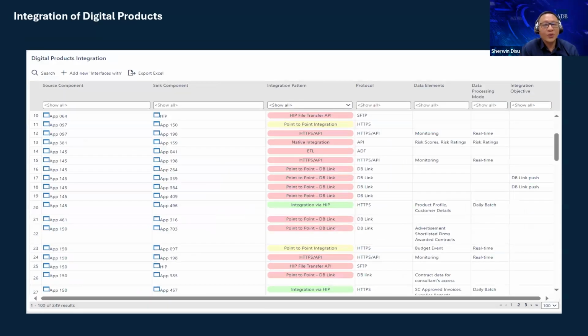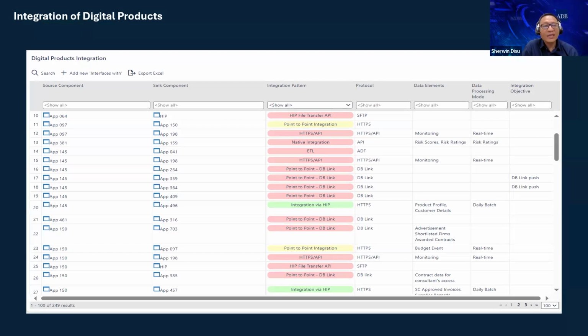Now, to show how the digital products are interlinked, ADB maintains a digital product integration catalog like what you're seeing now. This catalog maintains every integration that has been implemented. We document details like source and sink components, integration approach, protocol, data elements being flowed, data processing mode, whether it is real time or batch, and what the integration objective is.